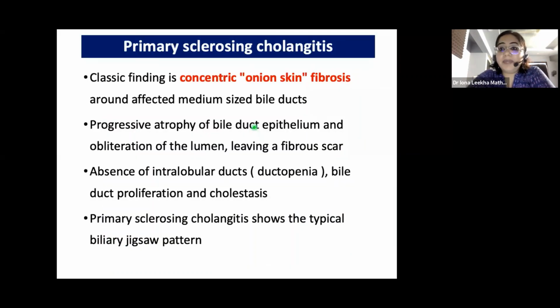Now coming to primary sclerosing cholangitis, the classic finding is concentric onion skin fibrosis around the affected medium-sized bile ducts. There is progressive atrophy of the bile duct epithelium with obliteration of the lumen, which leaves a fibrous scar. There can be absence of intralobular ducts or ductopenia as it's called, bile duct proliferation and cholestasis, and it shows a typical biliary jigsaw pattern in the later stage.